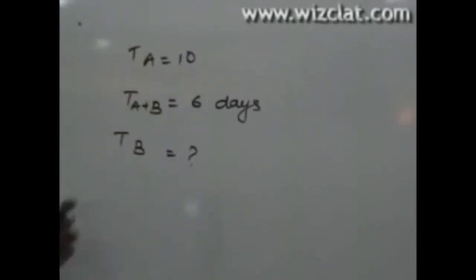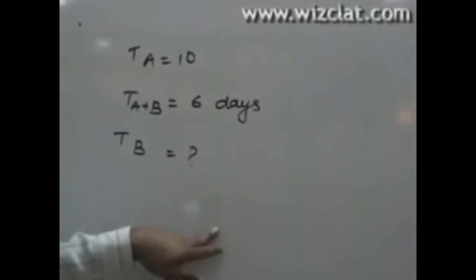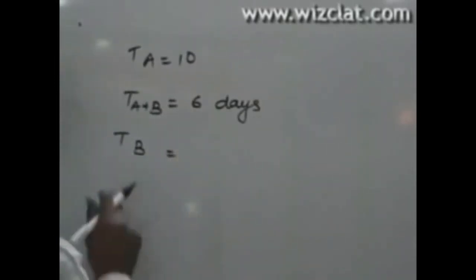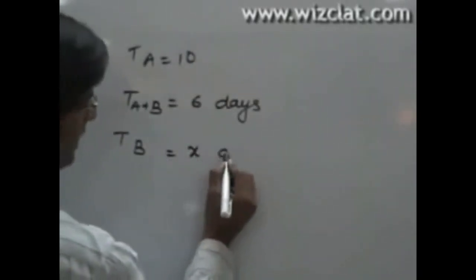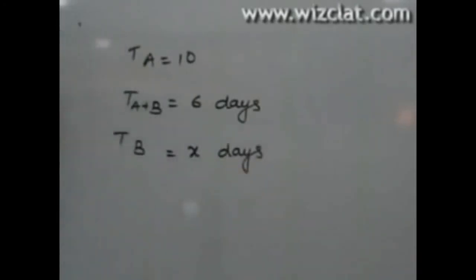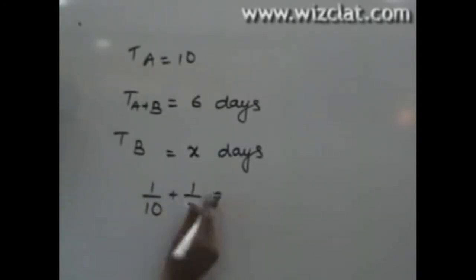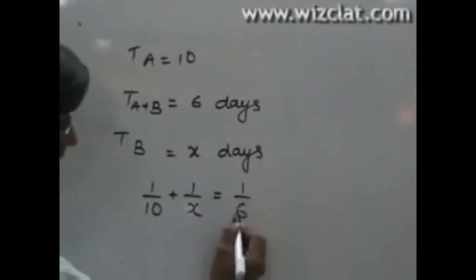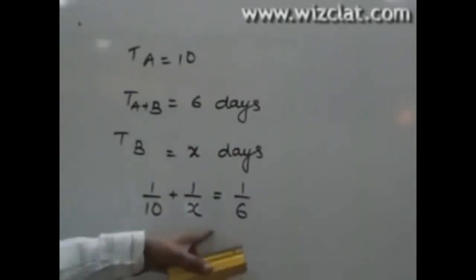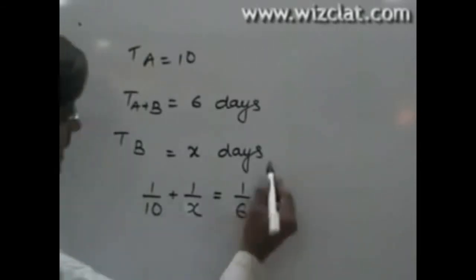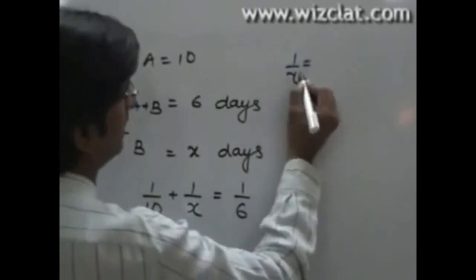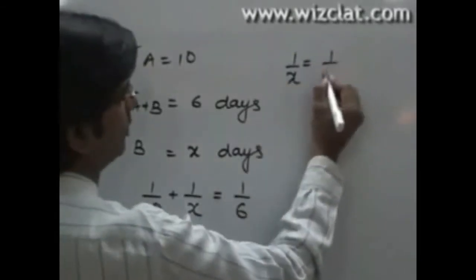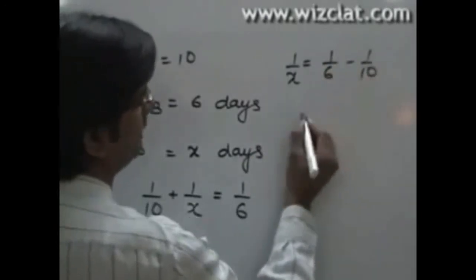Now if the question is like this, can we apply all the three methods that we have learned so far? Let me assume the time taken by B to do the work is X days. So 1 day work of A will be 1 by 10, 1 day work of B will be 1 by X, and their combined 1 day work will be equal to 1 by 6. When we solve this equation, we will get the value for X. So we will say 1 upon X is equal to 1 upon 6 minus 1 upon 10.